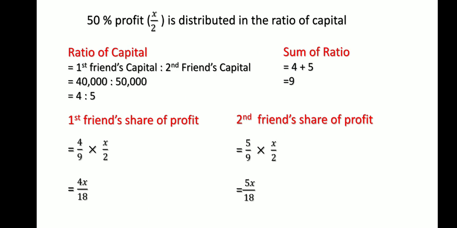Again here we have got it in two parts. So we need to add the total profit from both the parts. So we have the first friend's total share of profit, X by 4 from the first part plus 4X by 18 from the second part.